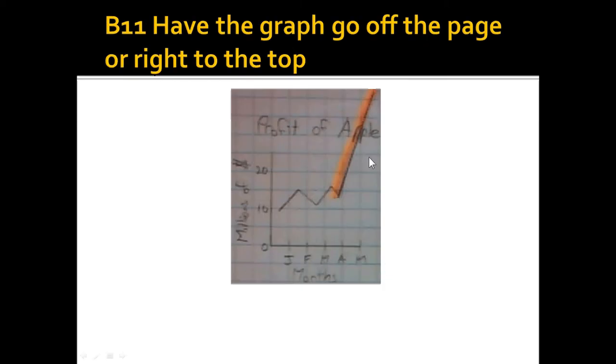Here's another one. Your graph line should never go through the title or off the page. Even if it's drawn accurately, that should never be done, simply because it gives a certain impression of what's happening in this case. Even if the data is accurate, you should never do that.